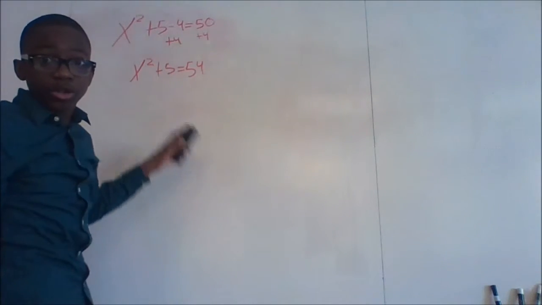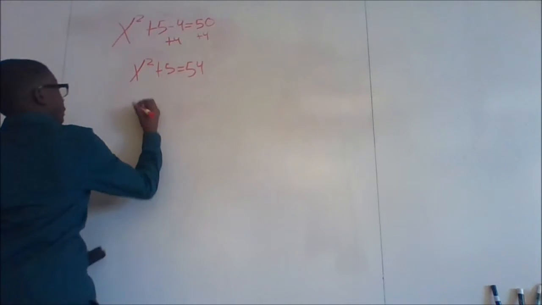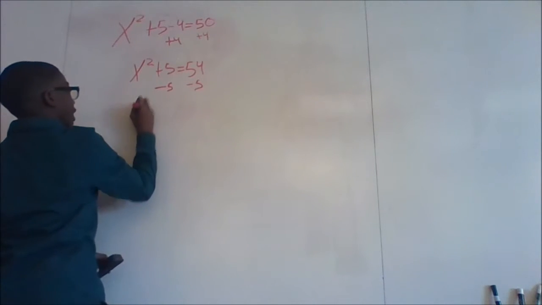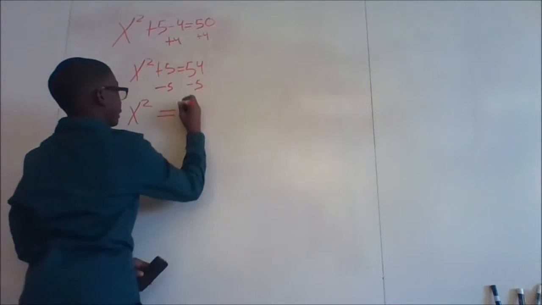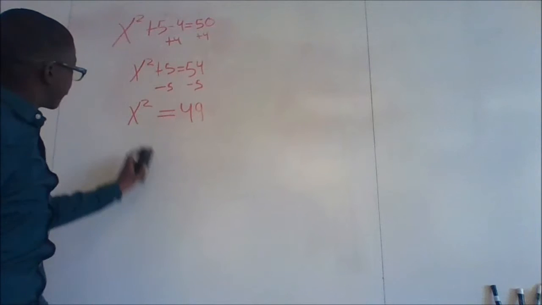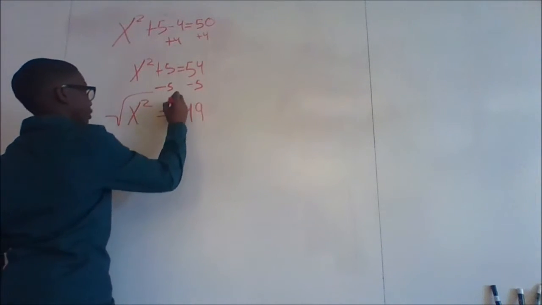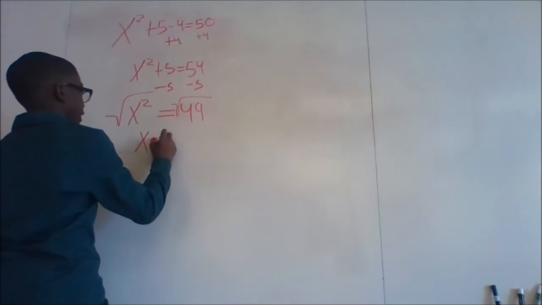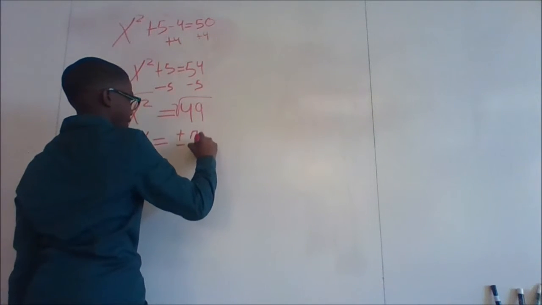Now we're going to subtract 5 from both sides because we just want to get this x by itself. So we have minus 5, and then it ends up being x squared is equal to 49. Now the next step is to find the square root of both sides. When you find the square root, your answer comes out to be x is equal to plus or minus 7.